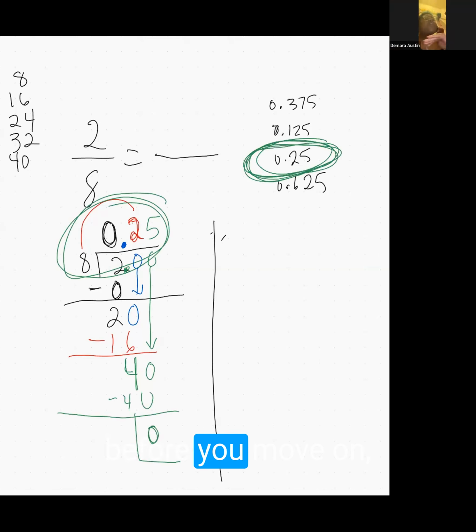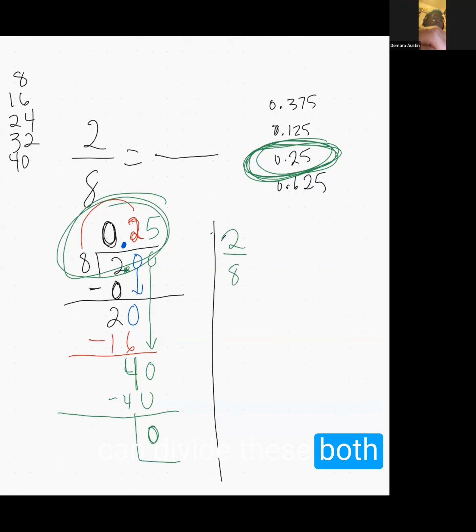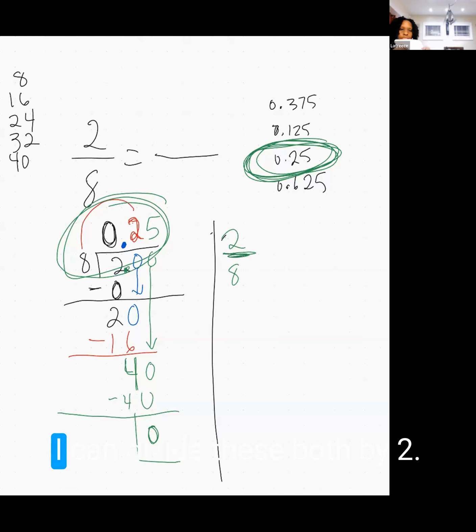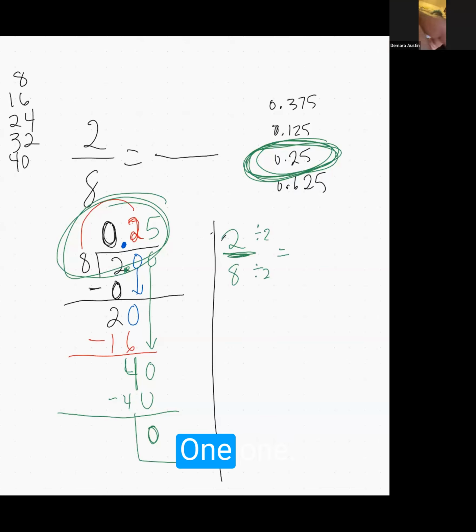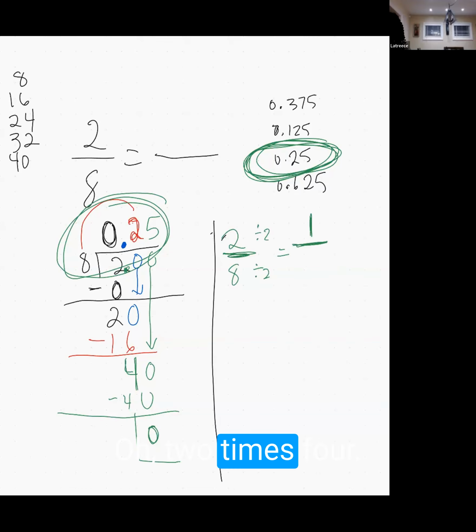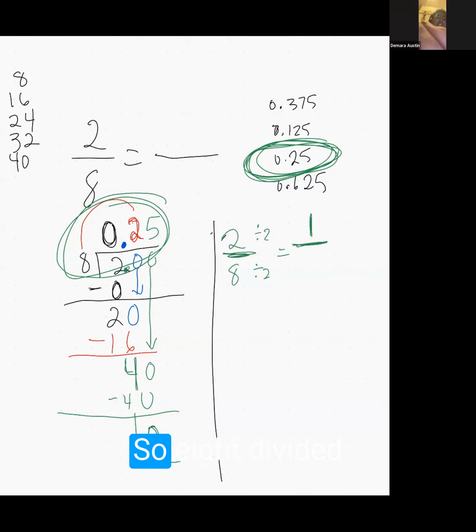All right. Before you move on, let's review really quickly simplifying fractions. So 2 over 8. I can divide these both by 2 because they're both even numbers. What's 2 divided by 2? 1. And what's 8 divided by 2? 2 times 4 is 8. So 8 divided by 2 is 4.